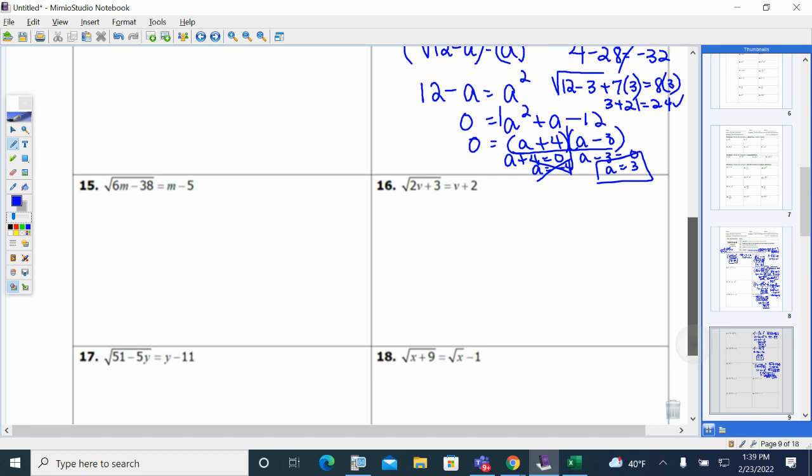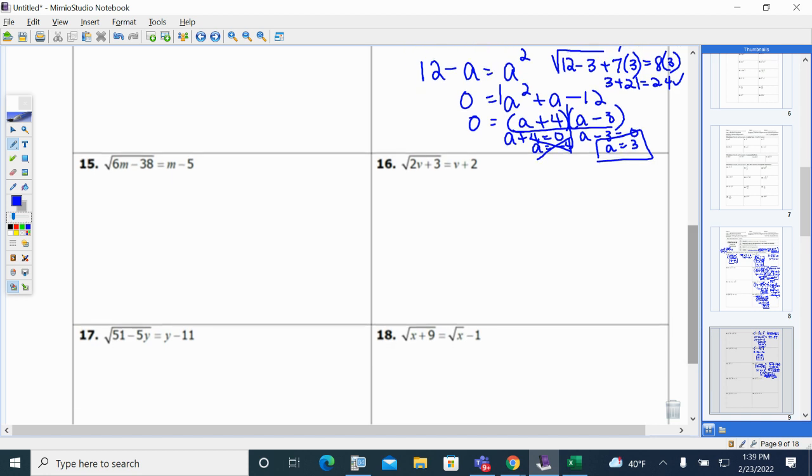Moving on down to number 15, 16, and 17 are all very similar. I want to look at number 15. Let's just do 15. So on number 15, the radical's already isolated, so we're going to square both sides. And the radical goes away, and I have 6m minus 38 equals.